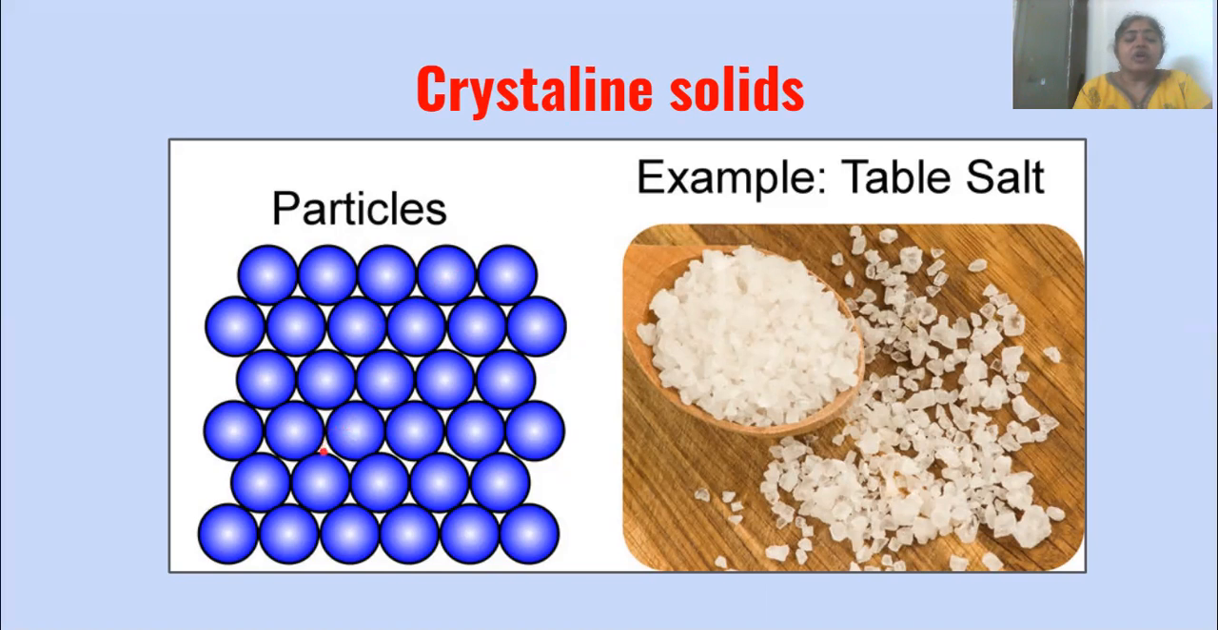But if the order in which the particles are arranged close to each other has some definite arrangement, as you can see here, the particles of the table salt that we consume daily have an orderly arrangement. They form a particular pattern or a design, right? So this is an example of a crystalline solid. Table salt, even otherwise, we say there are crystals of the salt, right? This word crystal comes from this arrangement of the particles within the solid.